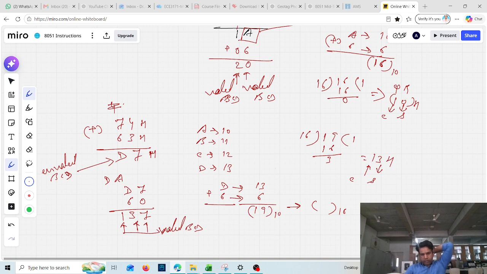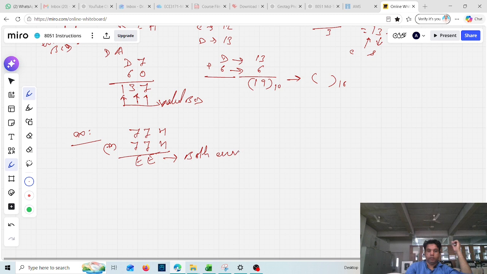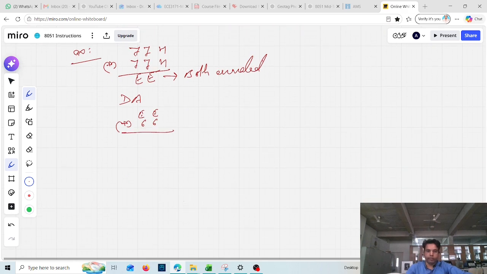There may be a situation when both are invalid. For example, suppose 7 is being added with 7 in hexadecimal. Now you know 7 plus 7 is 14, 14 means E. Both are invalid, here both invalid. So if you write the DA instruction after this, in that case what is going to happen? In both invalid BCD, 6 will be added. This is going to convert both invalid BCD into valid BCD.